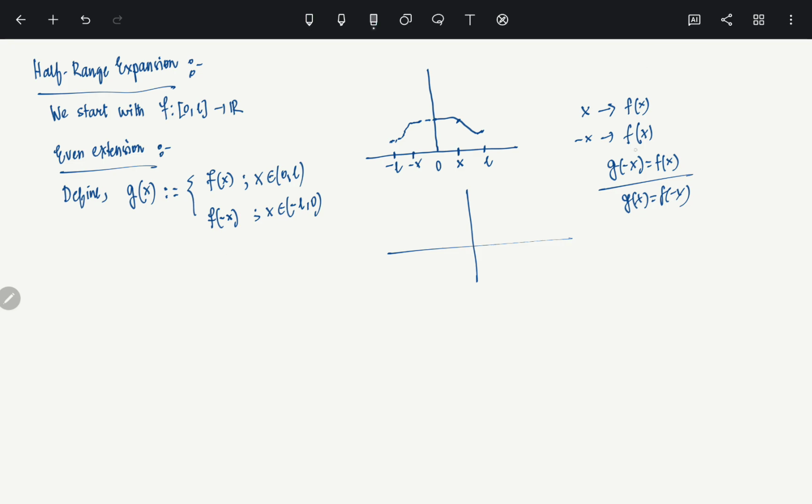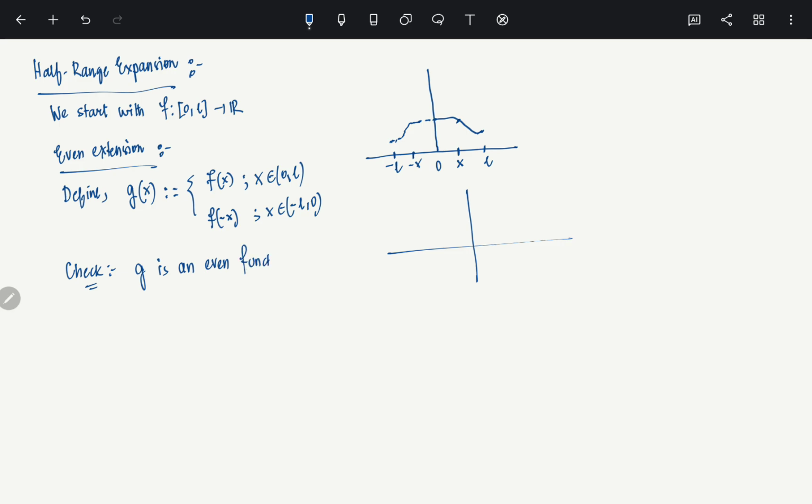Okay, so in this way, now if that happens, you do realize that this new function g, check that g is an even function. Actually there is nothing to check. This is basically the definition of g. But if you are confused, you can check that. So g is an even function.